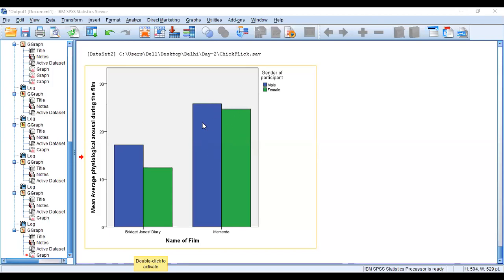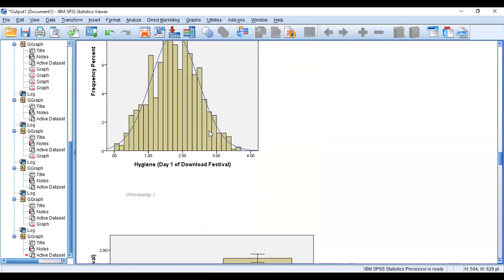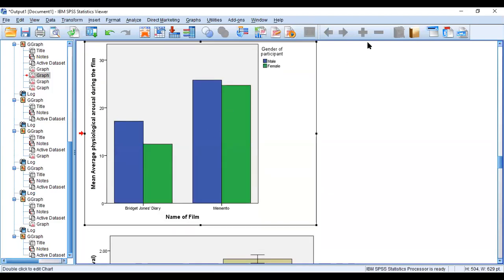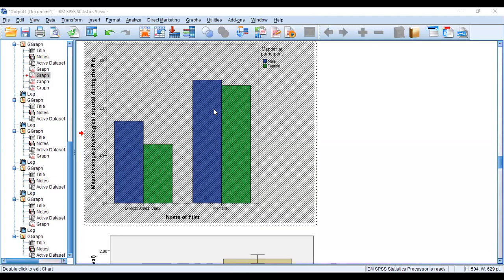If we want to enter the value inside the box, we will double click, and after double click we will choose here, we go to elements and data label.